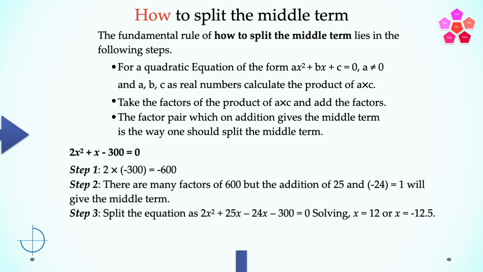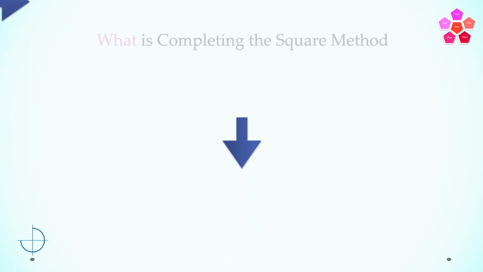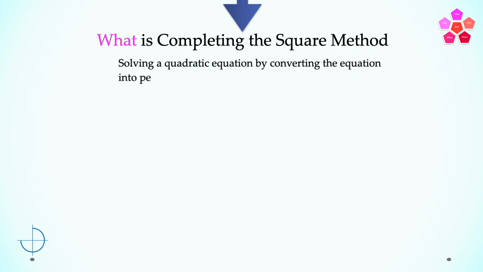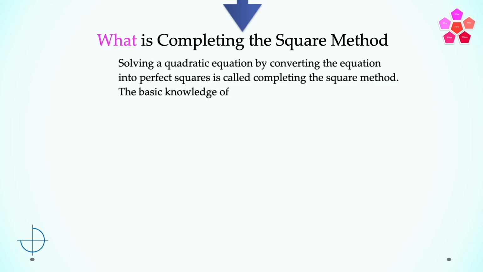So let's continue with the second method, that is, the completing the square method. Solving a quadratic equation by converting the equation into perfect squares is called the completing the square method. The basic knowledge of algebraic identities helps a lot in understanding this method. Let's consider a word problem to understand this method.